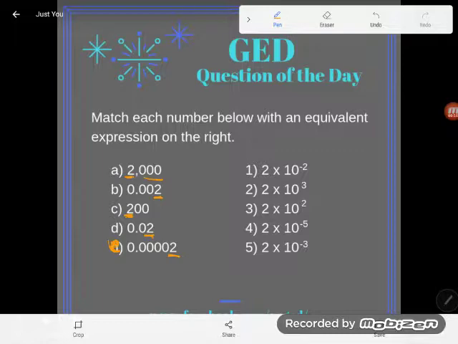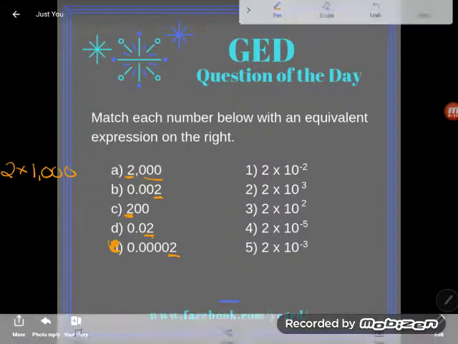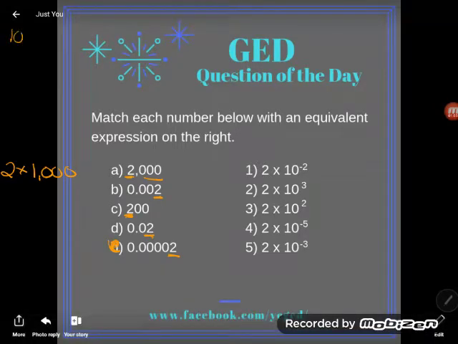A says 2,000, meaning I have two things of size 1,000. Now remember what we learned 2 videos ago about the powers of 10. Our number system is a decimal system. Deci means 10. It's based on powers of 10 because we have 10 digits.